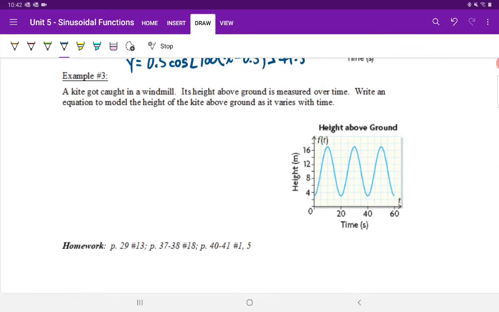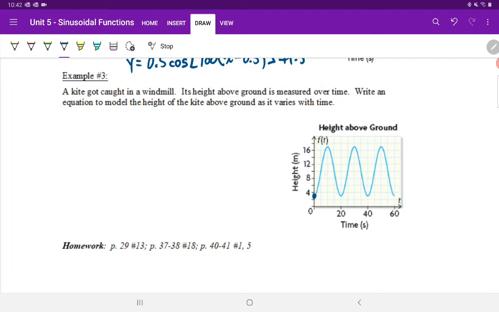All right, last one. I like this question because I'm going to show you the equation we can write when it's starting at the minimum on the y-axis. So it says a kite got caught in a windmill. Its height above ground is measured over time. Write an equation to model the height of the kite above ground as it varies with time.